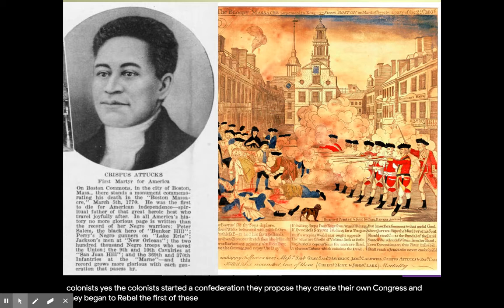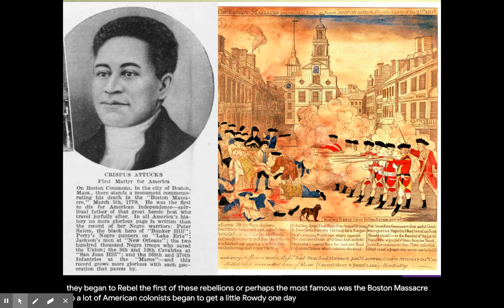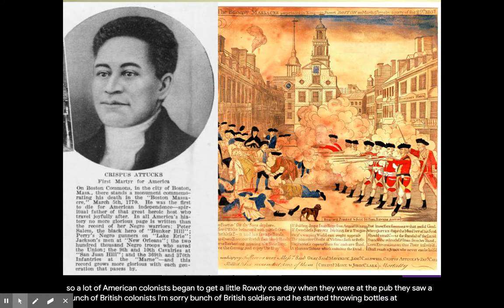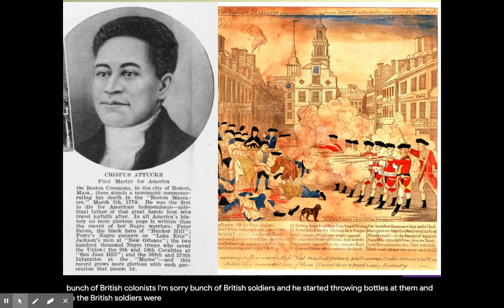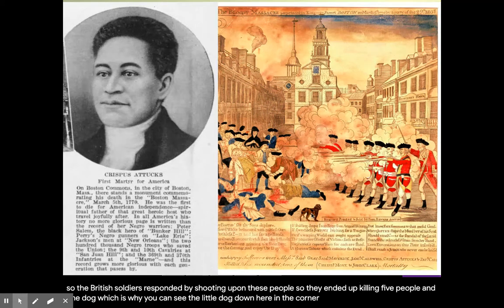The first of these rebellions, or perhaps the most famous, was the Boston Massacre. A lot of American colonists began to get a little rowdy one day when they were at the pub. They saw a bunch of British soldiers and started throwing bottles at them, and the British soldiers responded by shooting upon these people. They ended up killing 5 people and 1 dog, which is why you can see the little dog down here in the corner. So it's 5 people and 1 dog.